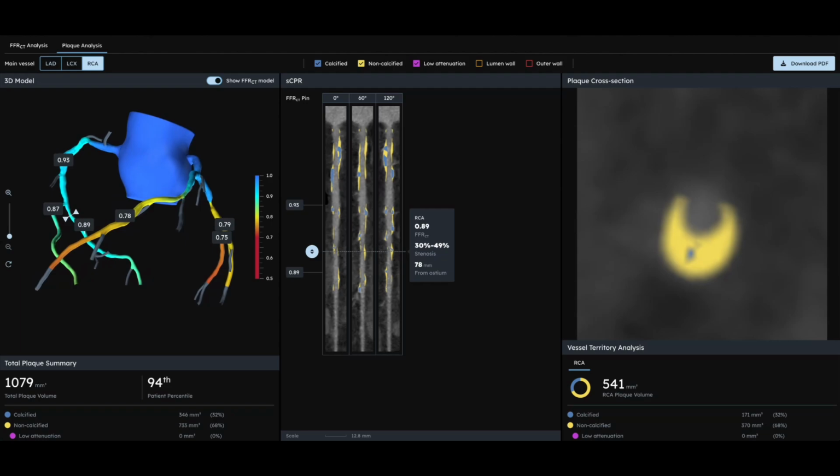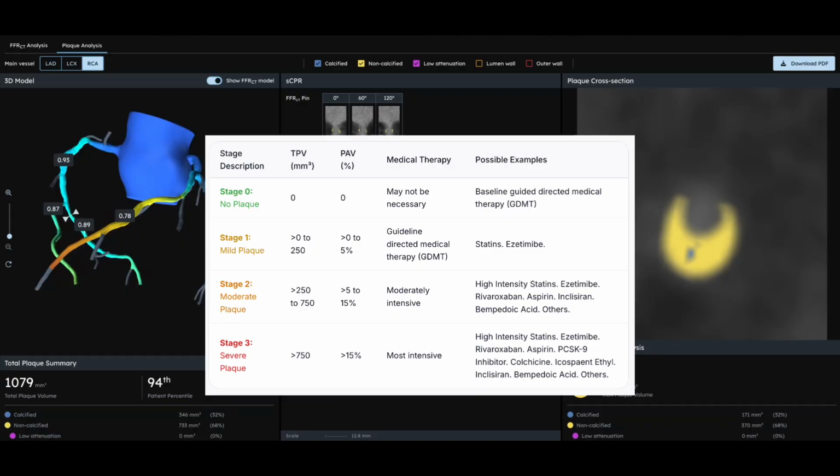Now, in terms of determining treatment, there's actually a great staging chart that we can use. In this particular case, there's 3 main stages. This person, since they have greater than 750 cubic millimeters of plaque, would be considered severe. So they would qualify for the most intensive type of therapy. So aggressive lipid lowering, we want to see cholesterol below 55. We can add statins and other PCSK9 inhibitors.